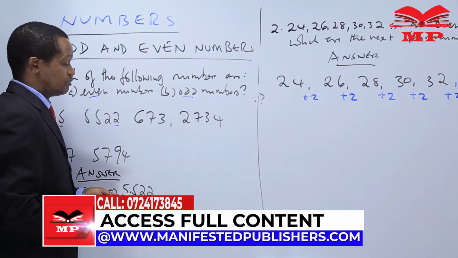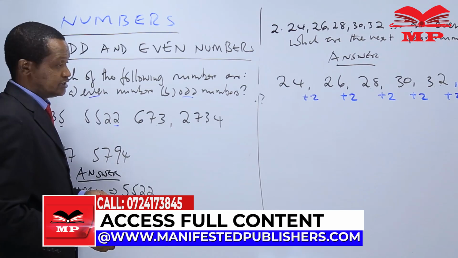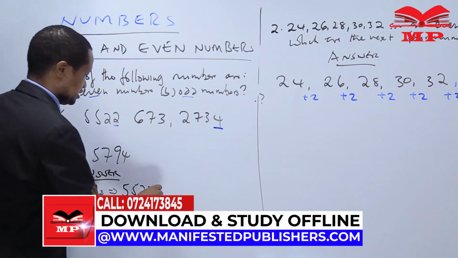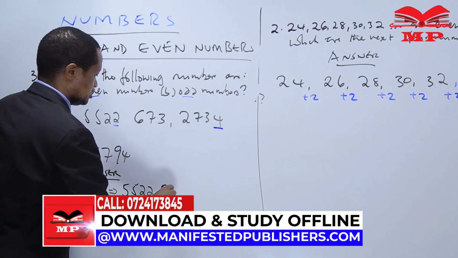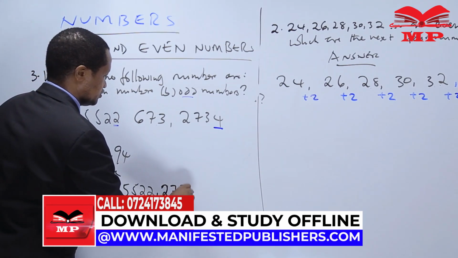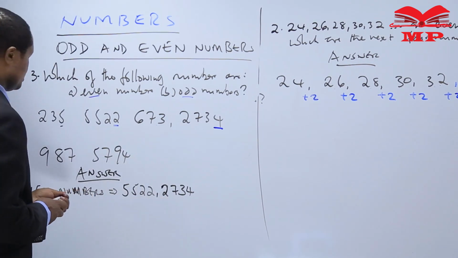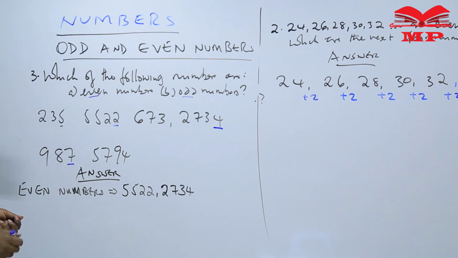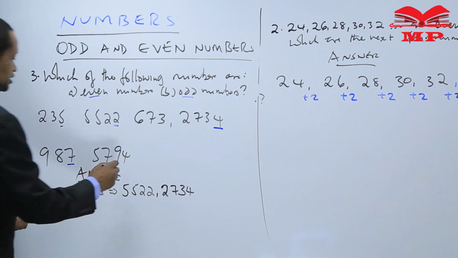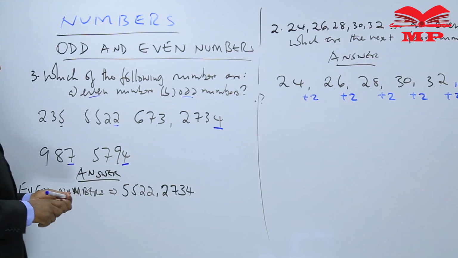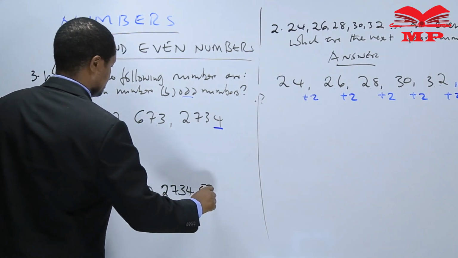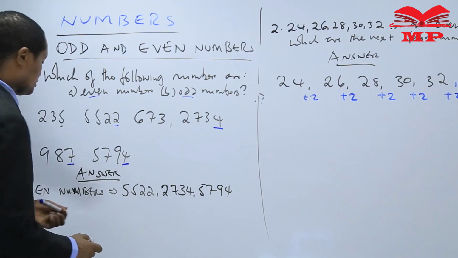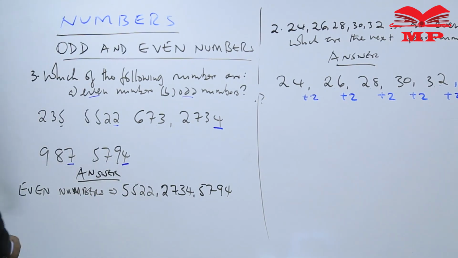Then we move on to this other number. This is not an even number because the last digit is 3, but this one is an even number. So we come here and write it down, 2734. So we come to the next number here, 987. This one is not an even number, but this one is. So we write 5794. So those are even numbers.